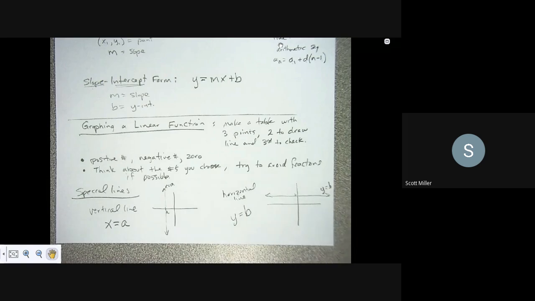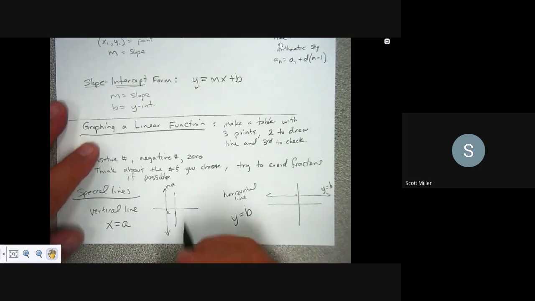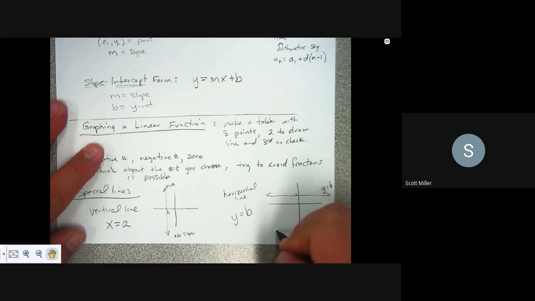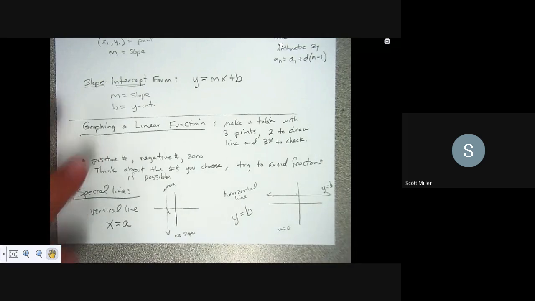You want to make sure you just memorize those. And remember, we talked about slopes. This one has no slope, and this one over here has the slope equal to 0. So those are some things to remember from before.